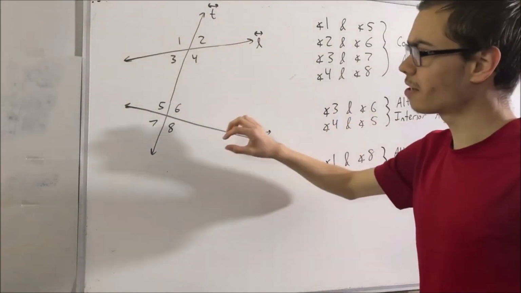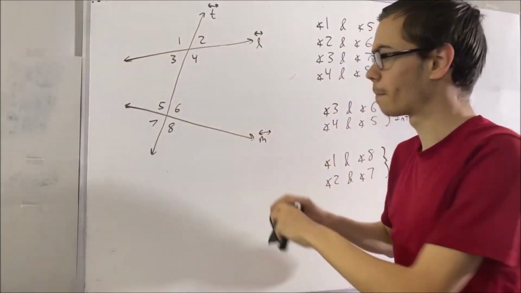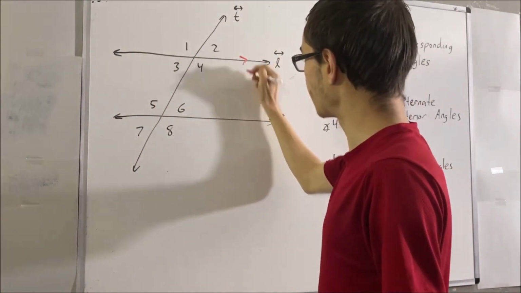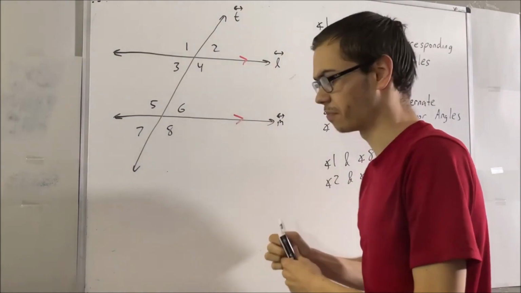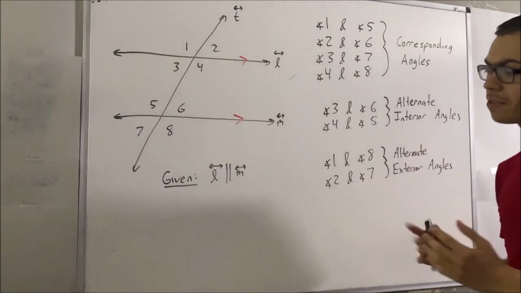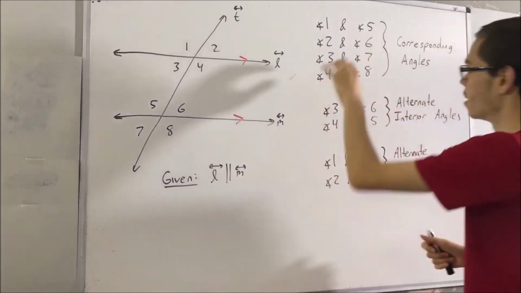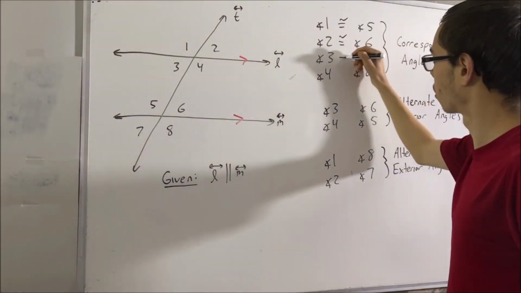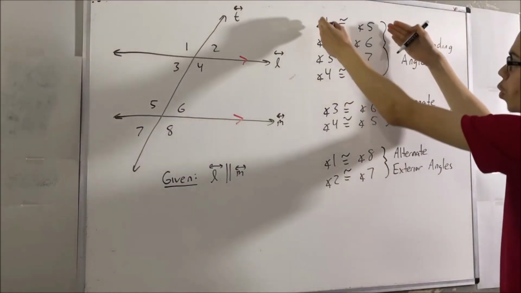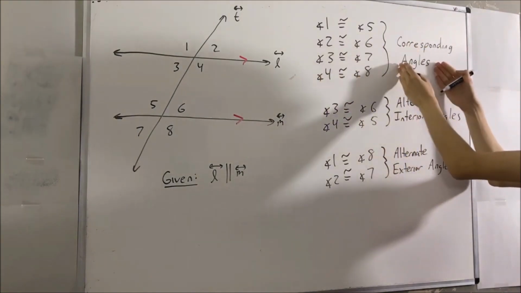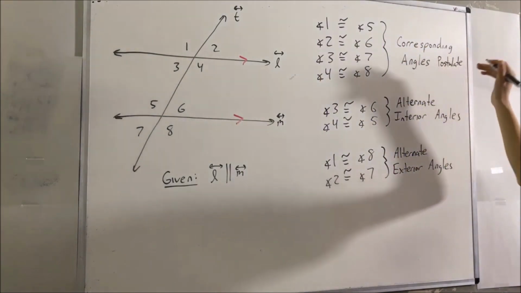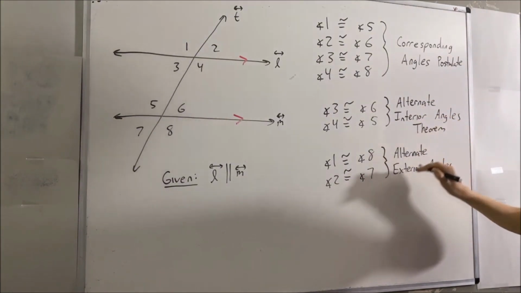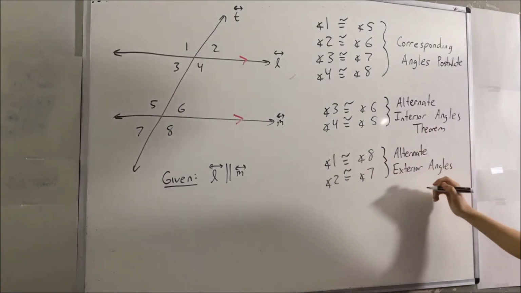Now, I'm going to redraw this figure such that these two lines are parallel. So we're saying that line L and line M are parallel. And it turns out that if the lines are parallel, then all pairs of angles that we have here are congruent. Now, for the case of corresponding angles, we call this the corresponding angles postulate. For alternate interior angles, we call this the alternate interior angles theorem. For alternate exterior angles, we call this the alternate exterior angles theorem.